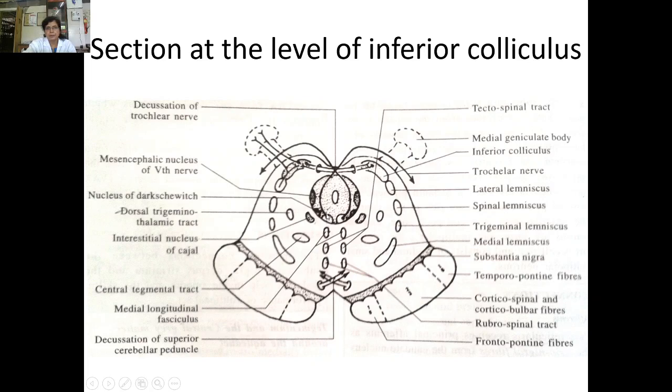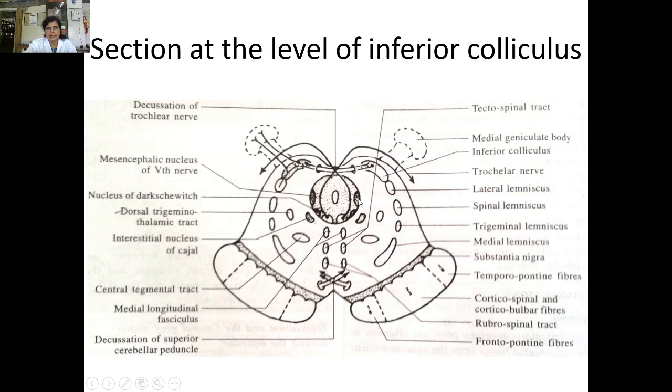Efferents arising from the trochlear nerve nucleus pass dorsally around the cerebral aqueduct, then they cross with similar fibers from the opposite side in the superior medullary velum, and then the nerve emerges on the dorsal aspect of the brain on each side of the frenulum. Then from its dorsal aspect, this nerve runs laterally and ventrally, and then comes onto the lateral aspect of the crus cerebri.